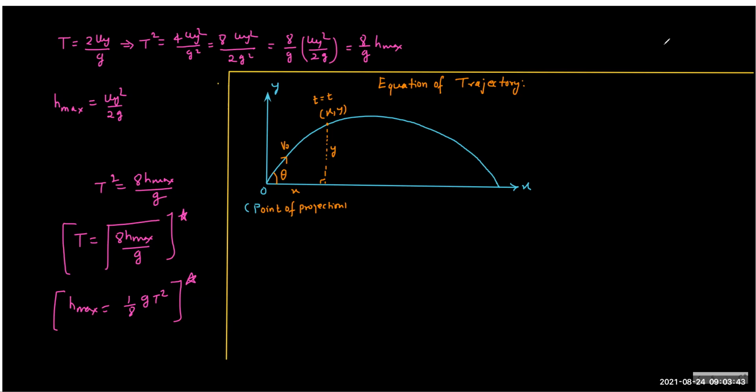ux is equal to... No, just tell me what is x. First, you tell me what is x. What is ux? V naught cos theta. Okay, fine. So you got x. What is y?